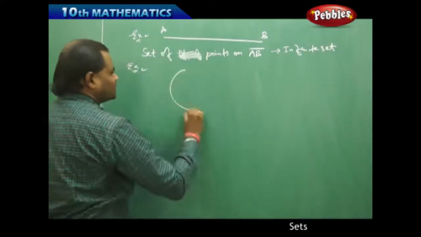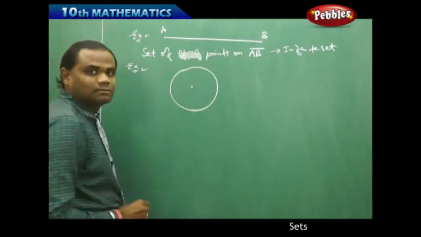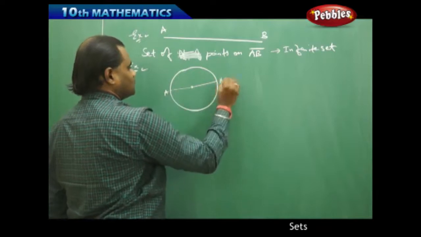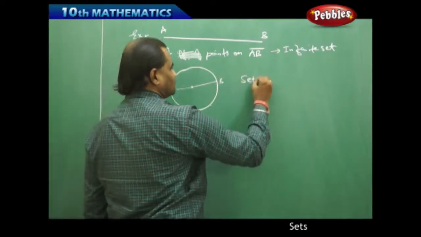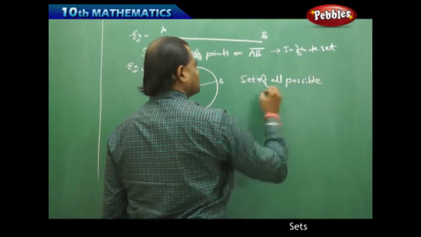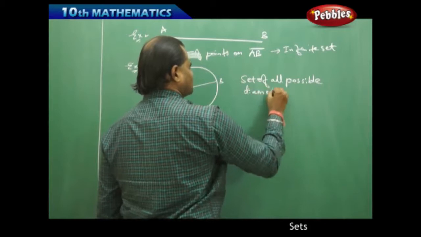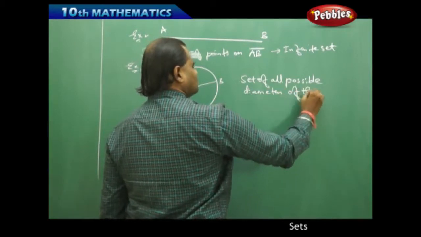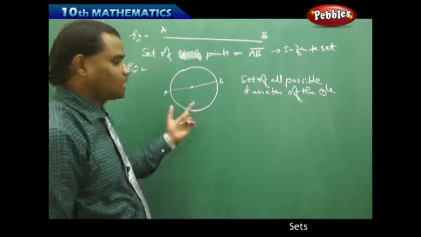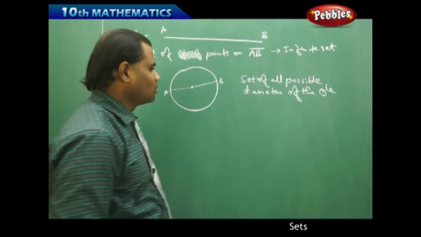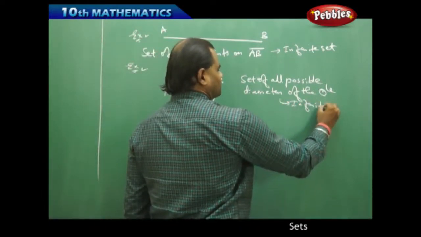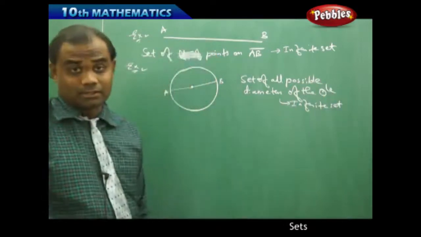Next, if I take a circle and this is the center and this is the diameter, then the set of all possible diameters of the circle will also be an infinite set because I have all possible diameters. The set of all possible diameters of the circle will also form an infinite set, is how I understand.